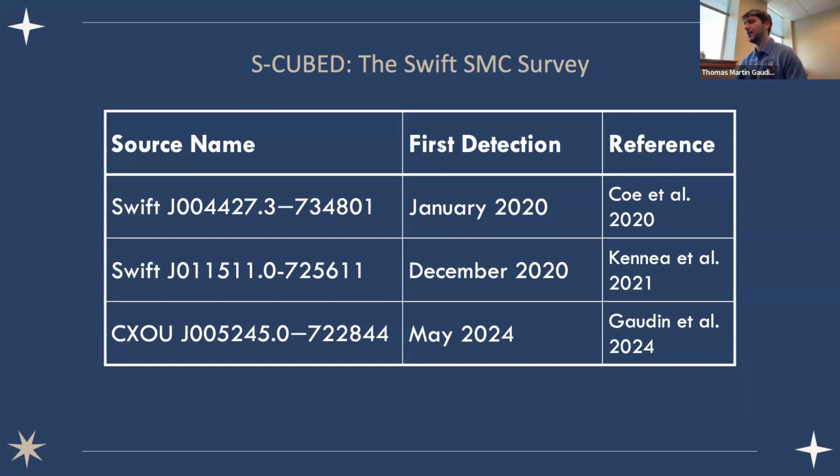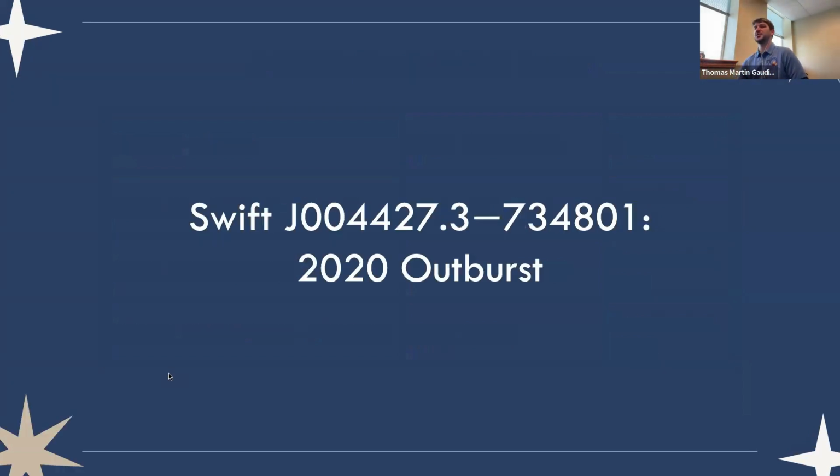Let's go ahead and talk about each of these 3 sources, what we've learned from them, and try to unveil some of the soft X-ray properties that we can glean from S-Cubed observations of these sources. I want to go through each of these outbursts in detail, just so we can see what we have found from these 3 very rare systems. Let's start by talking about Swift J0044, our 2020 outburst.